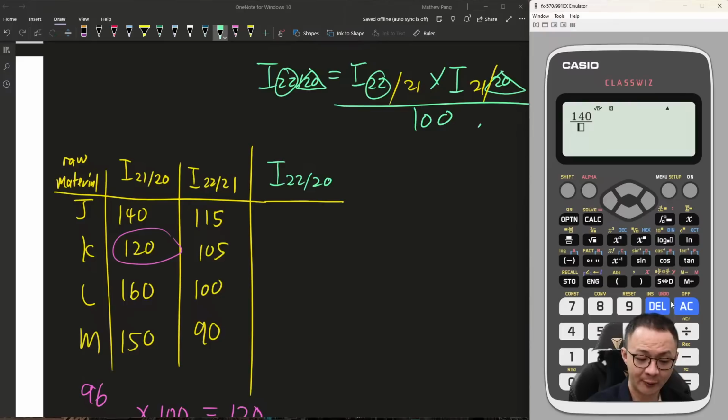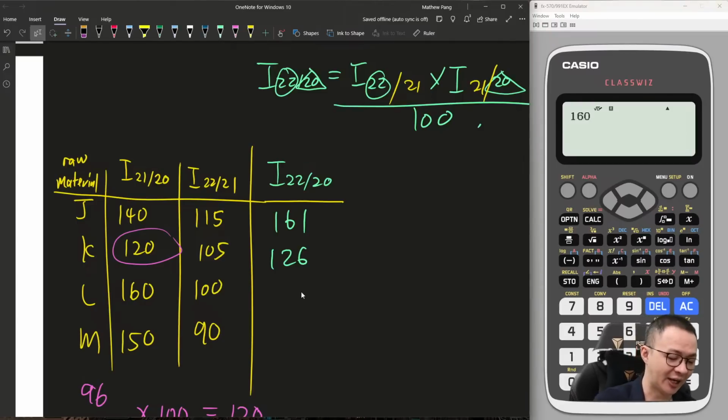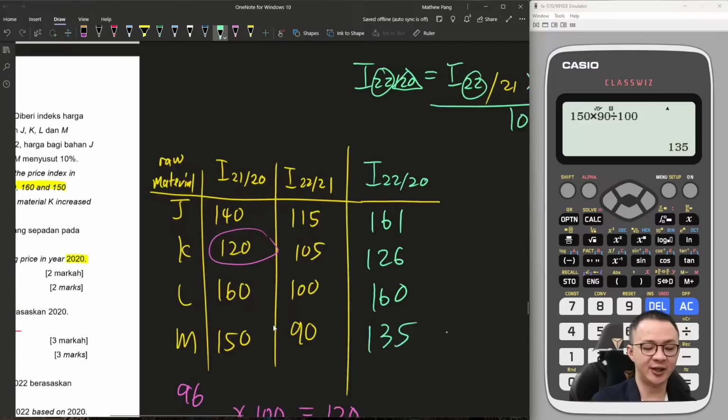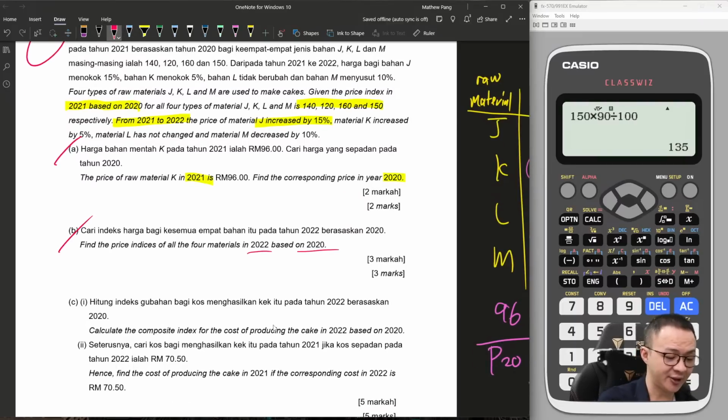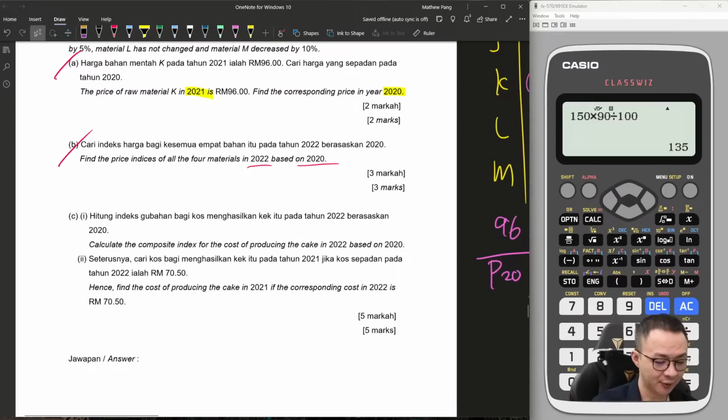So for the first one, I can straight away type 140 multiply 115 divide by 100, which is 161. 120 times 105 divide by 100 is 126. 160 divide by 100, 160. 150 multiply 90 divide by 100 is 135. Okay, so you already get all the index numbers for JKLM. They give you 3 marks for this. Done.